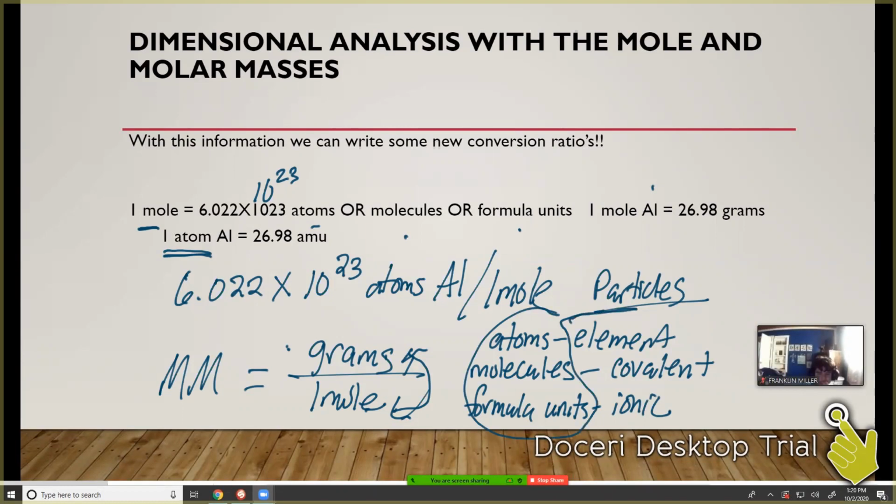If you see the word particle, or you see one of those three in the word problem, that's a hint to you that you're going to have to use Avogadro's number. Because using Avogadro's number is the way we can take those different particles and convert them to grams or convert them to moles.